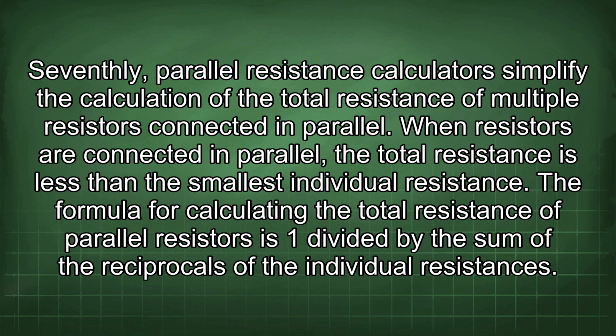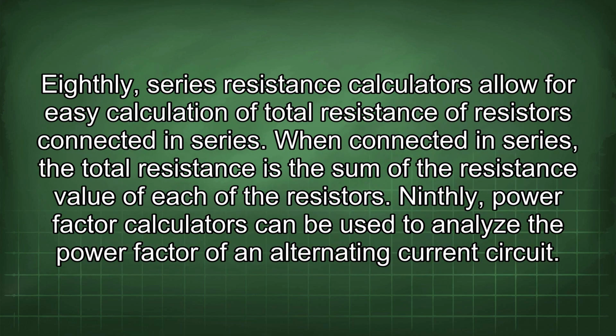Seventhly, parallel resistance calculators simplify the calculation of the total resistance of multiple resistors connected in parallel. When resistors are connected in parallel, the total resistance is less than the smallest individual resistance. The formula for calculating the total resistance of parallel resistors is 1 divided by the sum of the reciprocals of the individual resistances. Eighthly, series resistance calculators allow for easy calculation of total resistance of resistors connected in series. When connected in series, the total resistance is the sum of the resistance value of each of the resistors.